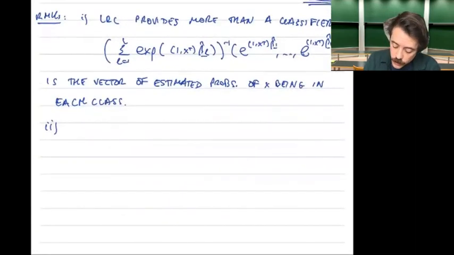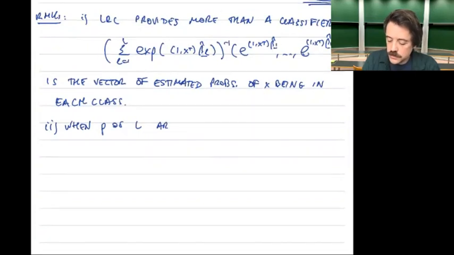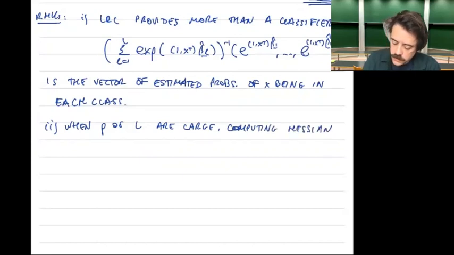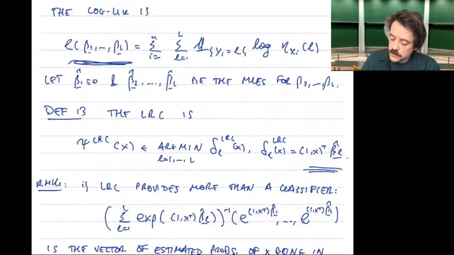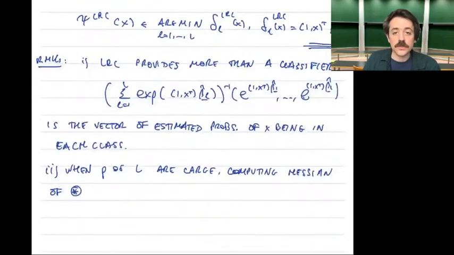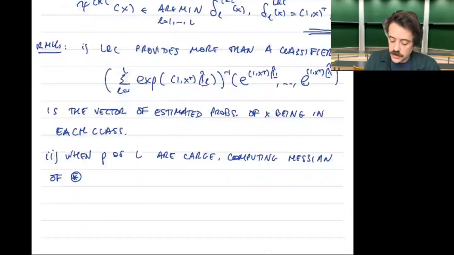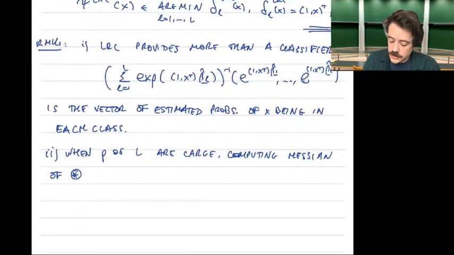So let's write that. When P or L are large, computing the Hessian of star, where star is going to be this, i.e. the log likelihood, is expensive.